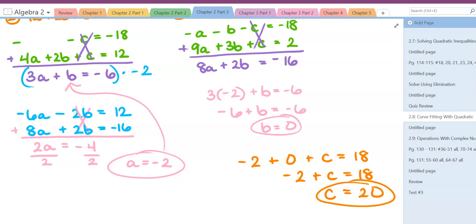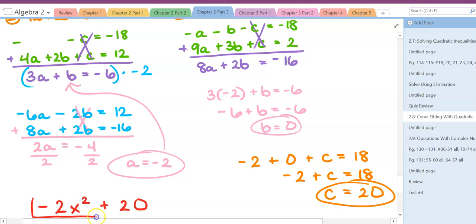Now that we have a, b, and c, we can write our quadratic. It's ax squared, so a is negative 2, so negative 2x squared. Then it's b times x. Well, b is 0, so 0 times x is just going to be 0, so you don't have to include it in your equation. You don't need to do a plus 0. But then we have c is 20, so we're going to do plus 20. So there's your quadratic for this one. And there's no x term, like I said, because b was 0, so it cancels out that term and it's gone.